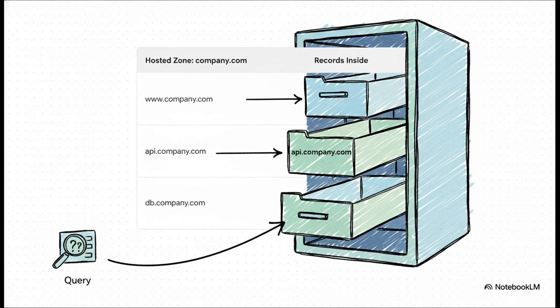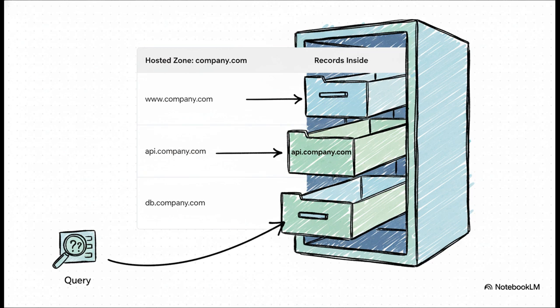So let's make this real. Imagine your hosted zone is for company.com. Well, inside that one container, that one filing cabinet, live all the records for its subdomains, www, API, or maybe DB. So when a request comes in for api.company.com, Route 53 knows exactly which cabinet to open to find the correct directions.